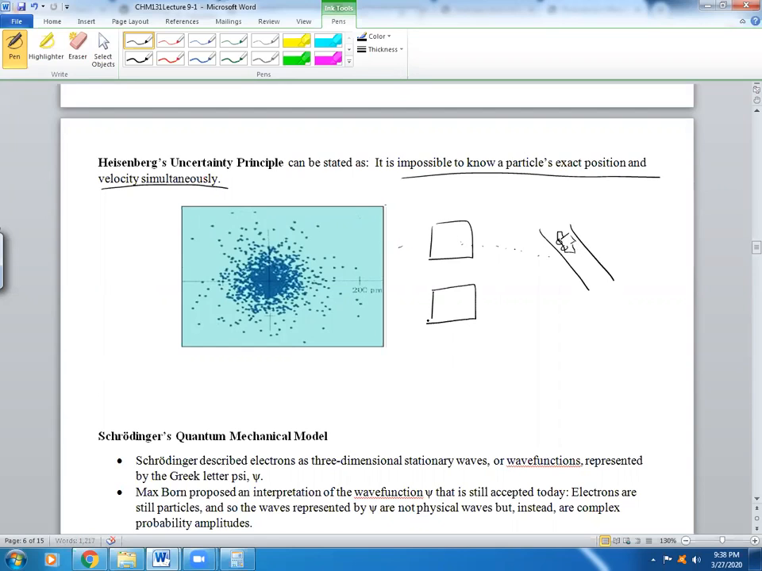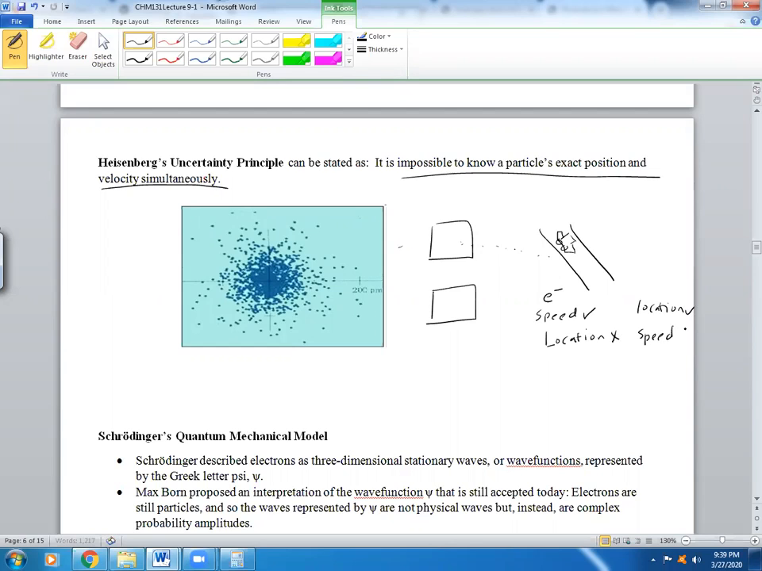Now, unfortunately, when we talk about the electron, you are limited to one of those parameters. You can know the speed, or the velocity, the momentum, but you cannot know the location. Or you can know the location, but you cannot know the speed.